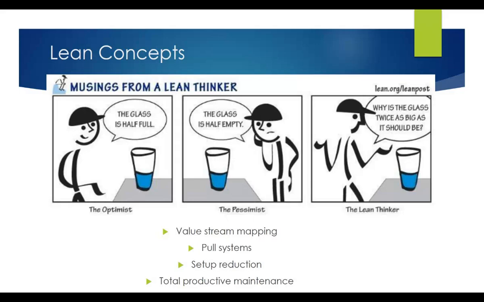Lean encompasses many more tools and techniques than the four displayed here, and they're used to improve performance in the three critical areas of improved operations efficiencies, inventory objectives, and improvements in customer service.